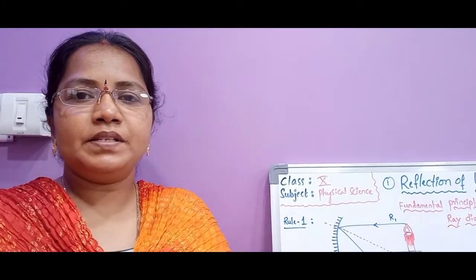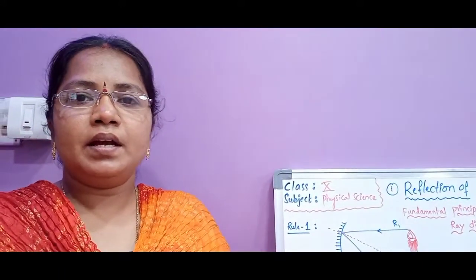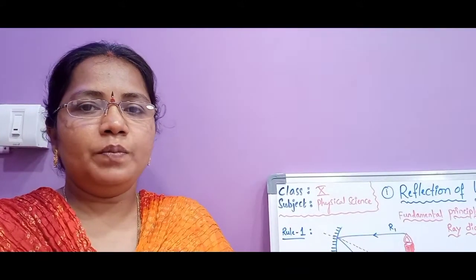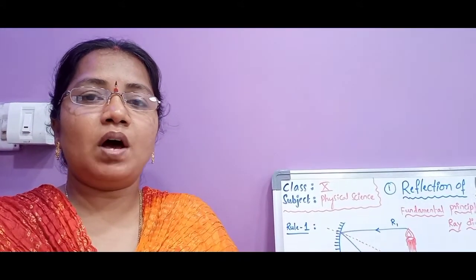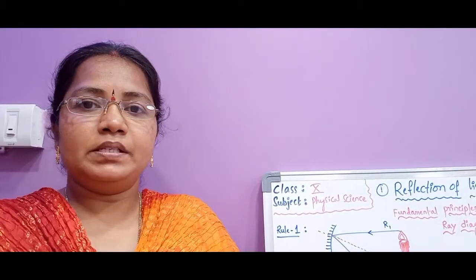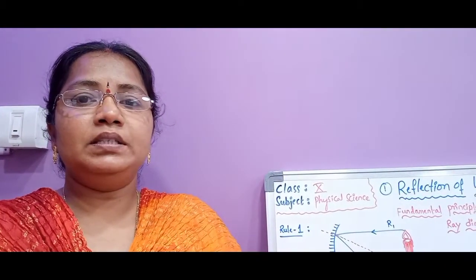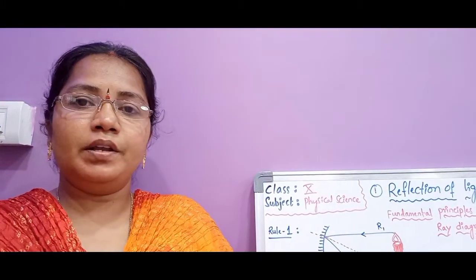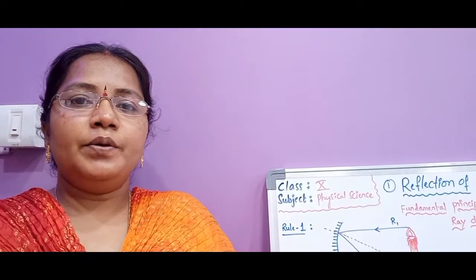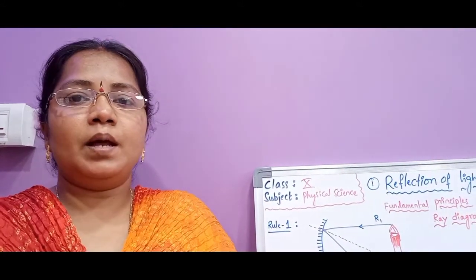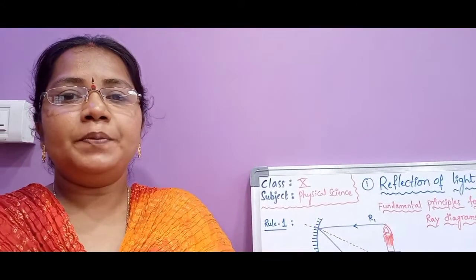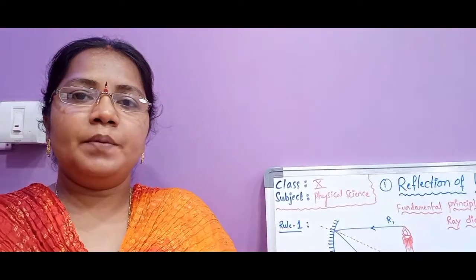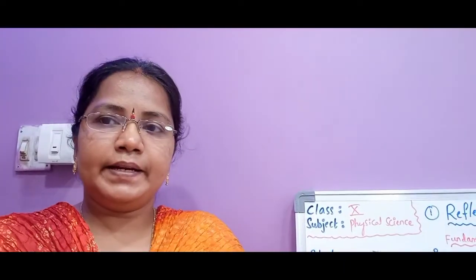We have been discussing the first chapter, that is reflection of light at curved surfaces. Already we have discussed in the previous classes about concave mirror and convex mirror and how to find out the normal for these types of mirrors. And one more important thing is we need to draw the ray diagrams when the object is put in front of the concave mirror. So in order to draw a perfect ray diagram, we need to understand some fundamental principles for drawing the ray diagrams.